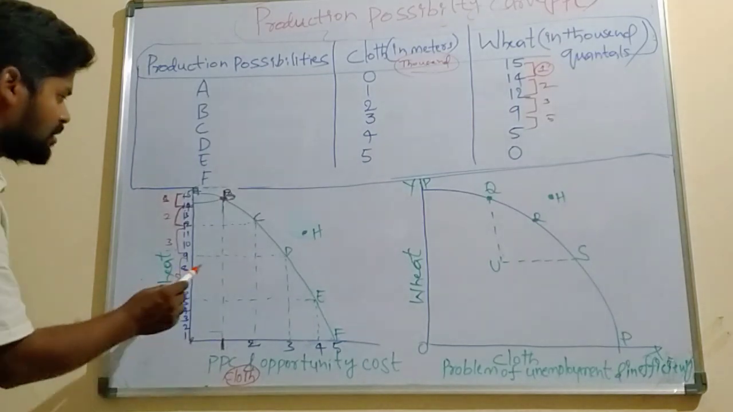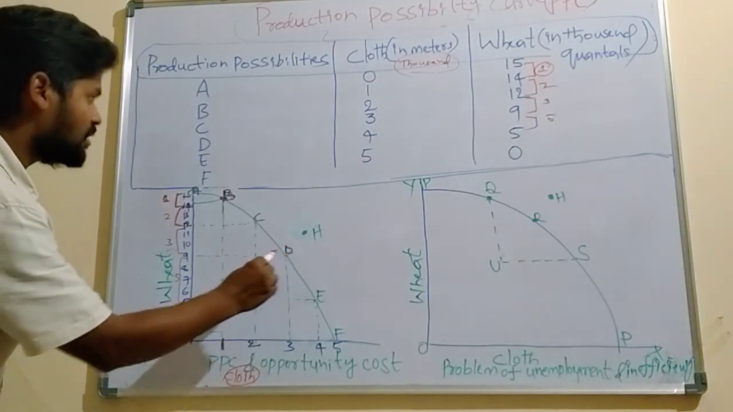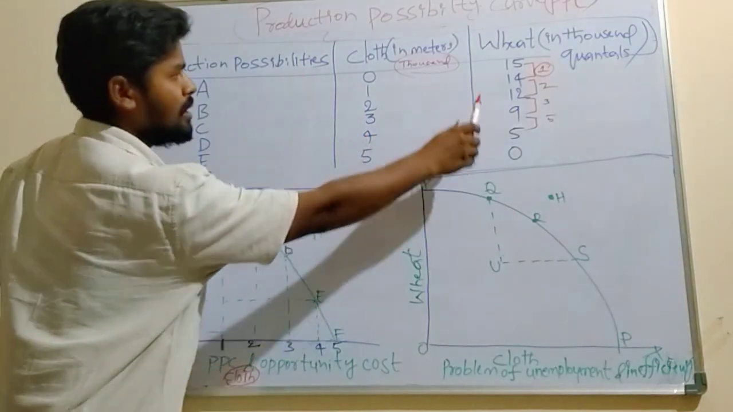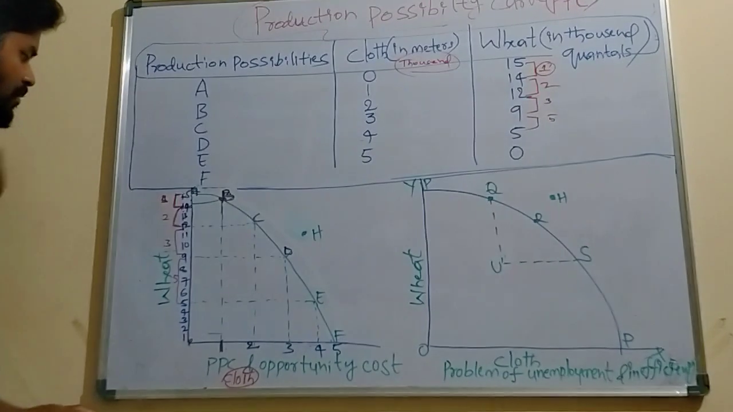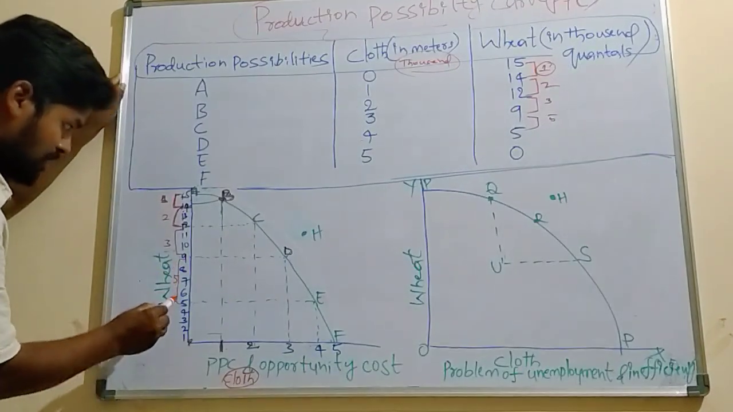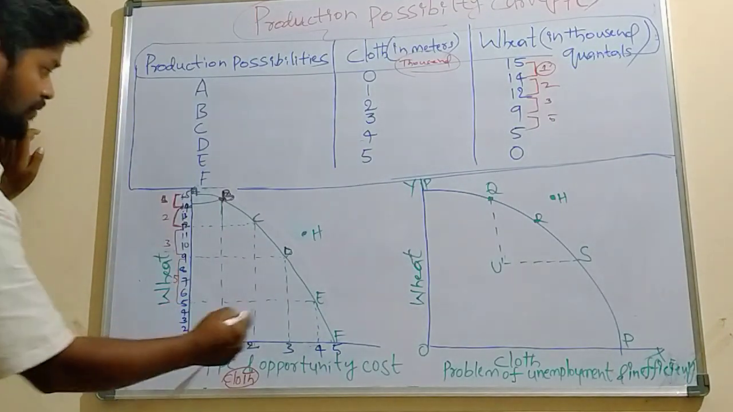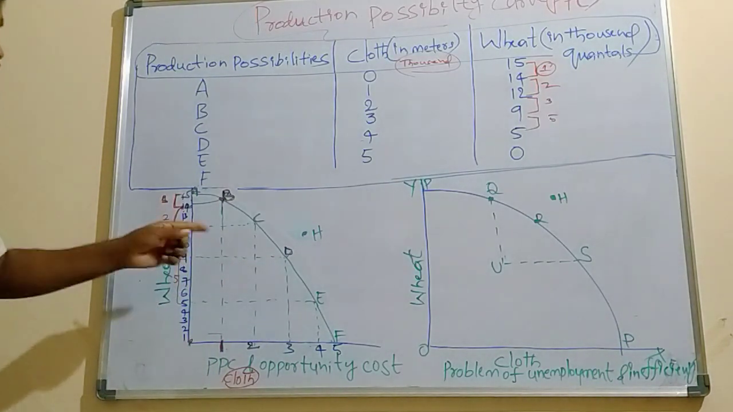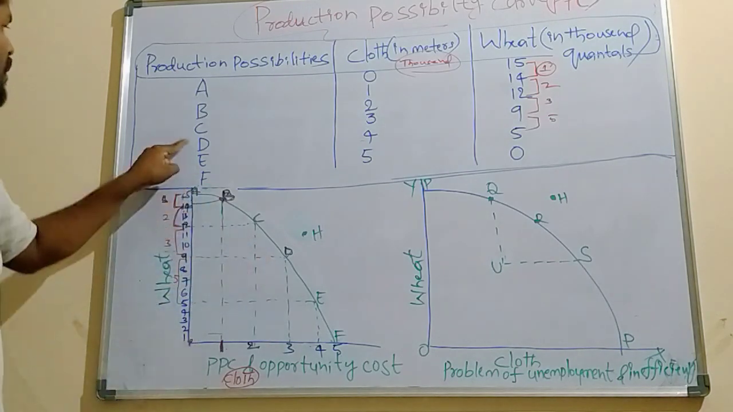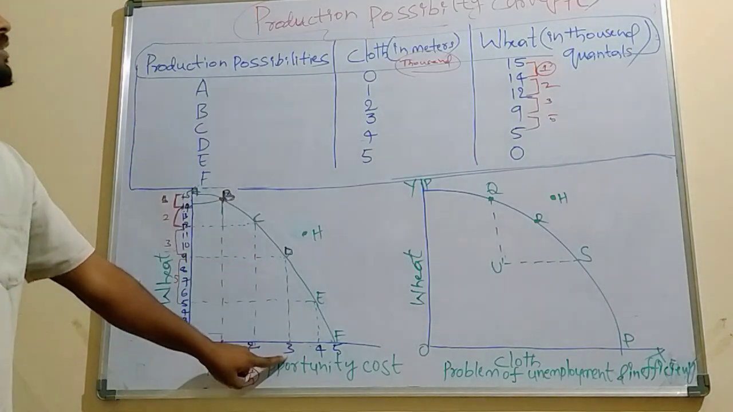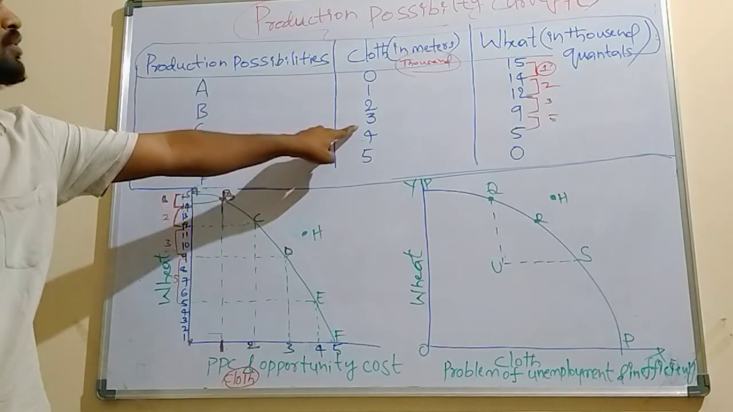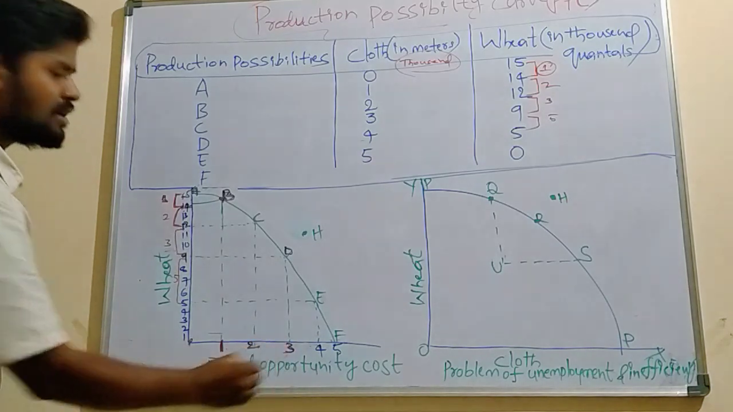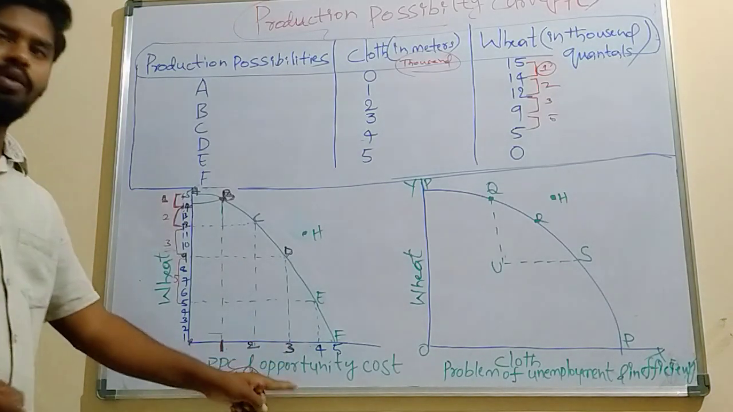And look at here, combination D. If you look at combination D, cloth will be 4,000 meters. At the same time, wheat will be 5,000 quintals. See here, 5,000 we have produced. 9,000 quintals of wheat produced at combination D, and 3,000 meters of cloth has been produced here. 3,000 meters of cloth produced in the cotton industry.